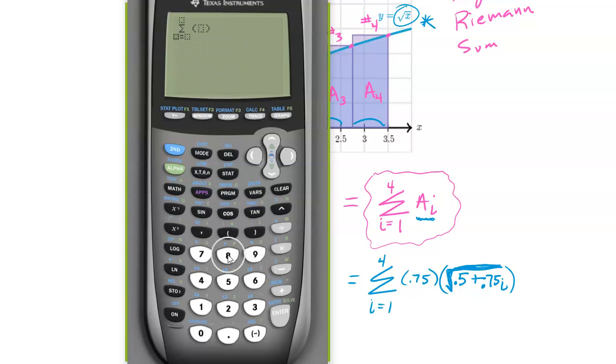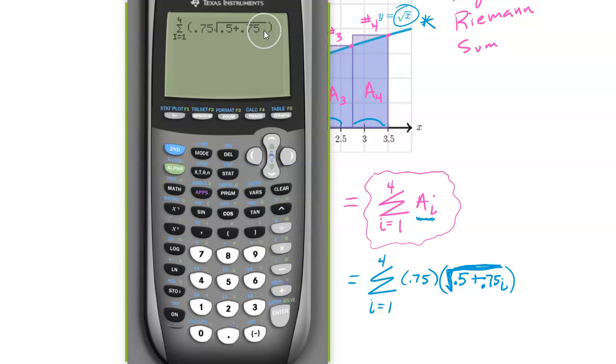So I want to type in from I. To be able to use the letters, the alpha key has to be active. If you can see that little flashing A, that's the alpha key, like the alphanumeric keyboard. Okay, so I goes from 1 to 4. And I want to do 0.75 times the square root of 0.5 plus 0.75 I.